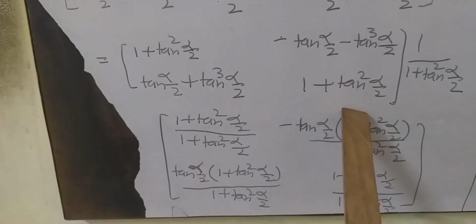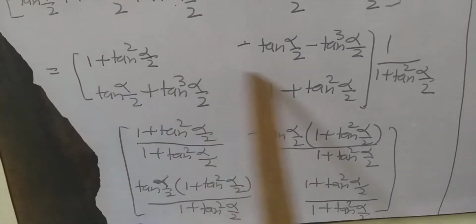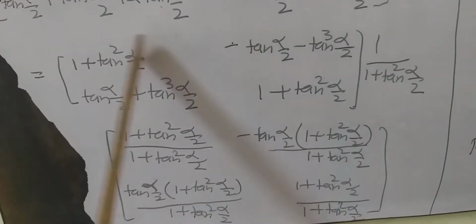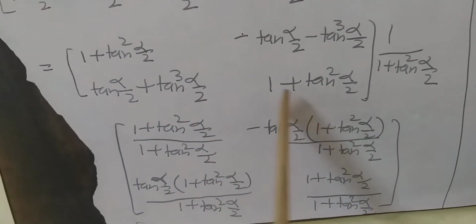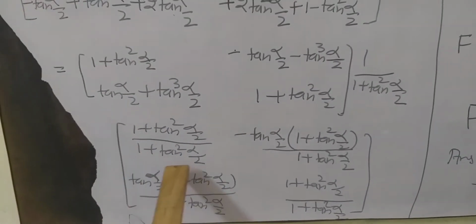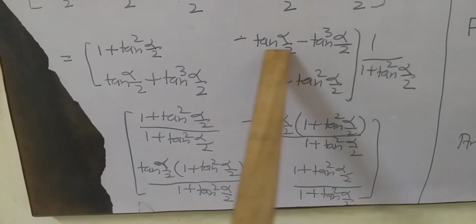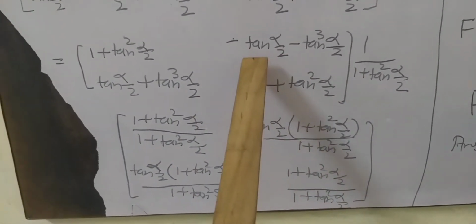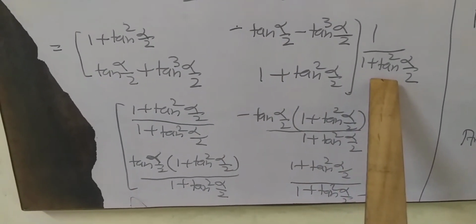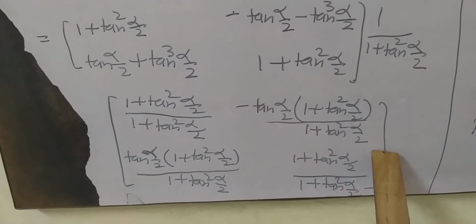Okay student, let us open this matrix. So (1 + tan²(α/2)) is multiplied by all elements. So (1 + tan²(α/2)) upon (1 + tan²(α/2)) minus tan(α/2). Tan(α/2) is common. What is left here? (1 + tan²(α/2)), and this part will come inside now, so it will become (1 + tan²(α/2)).